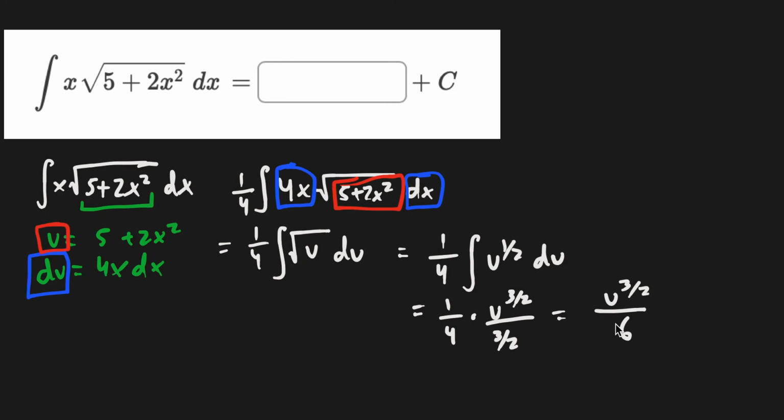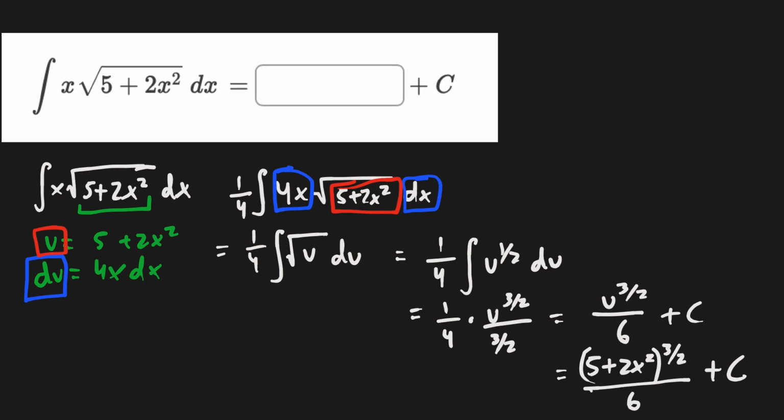So this is what it becomes, and then we can add this plus c here, but we have to also replace this u with everything in terms of x, right? So that's just going to become 5 plus 2x squared raised to the 3/2 power over 6 plus c. So this is your answer.